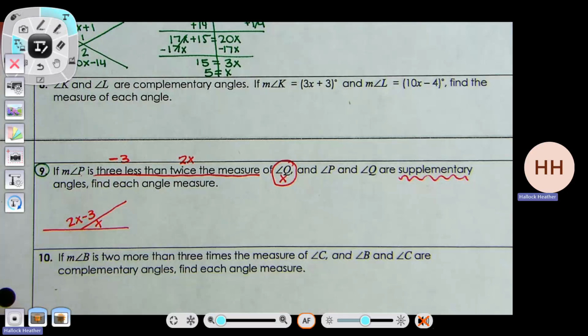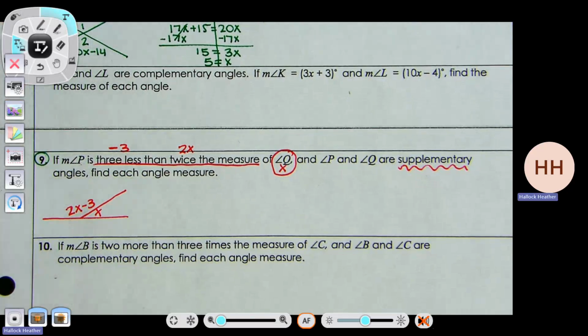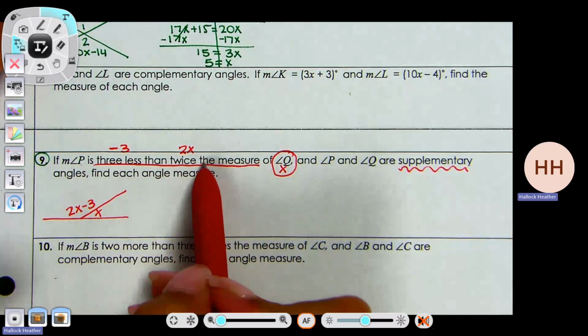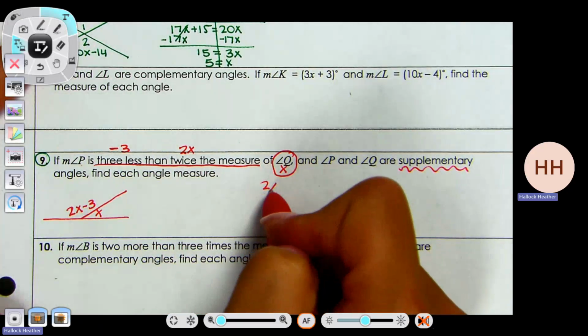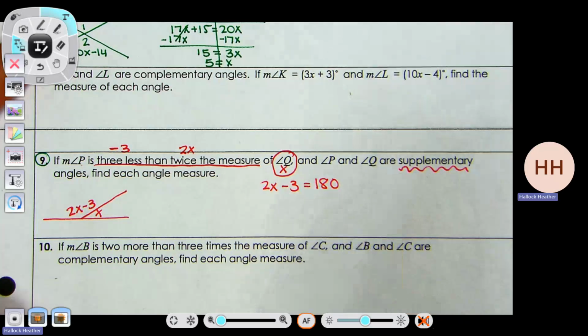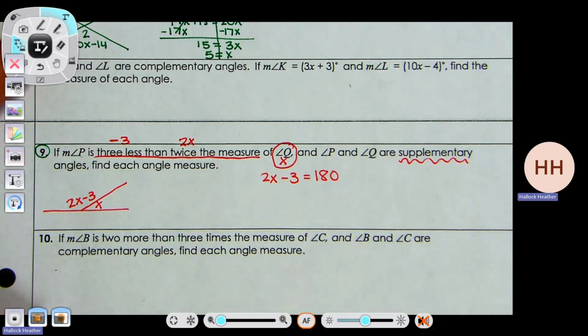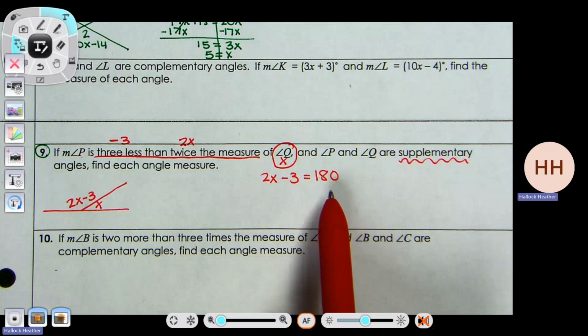We're adding in total to make how much? 180. Most of you on the test on Thursday will do this. You're going to figure out this sentence and you're going to be like, I'm a genius because I figured out the hard part. Yes, 2x minus 3. And then it's supplementary, and it equals 180. And the worst part is the district will allow this to make a whole number, and you're going to be like, I got a whole number. I'm a genius.